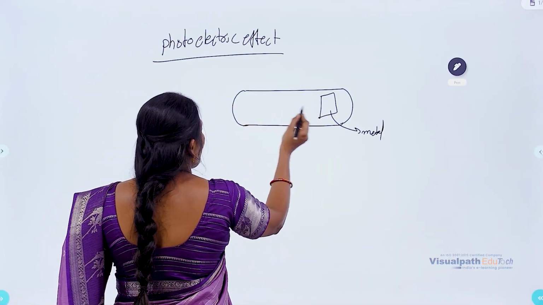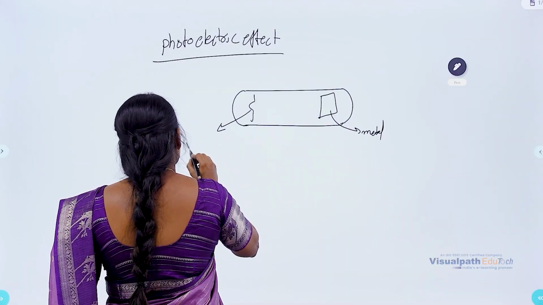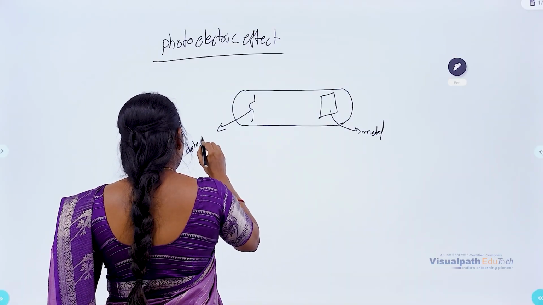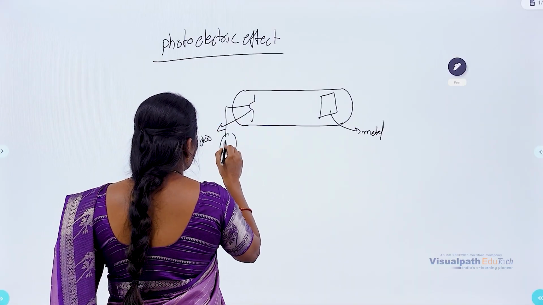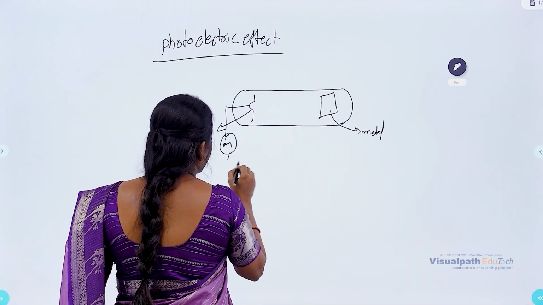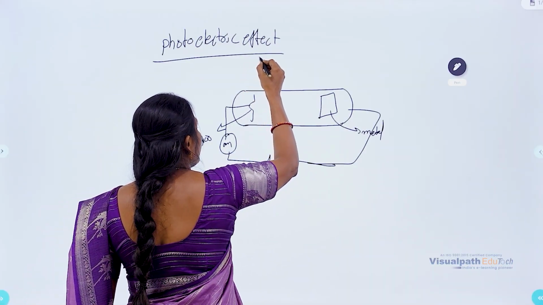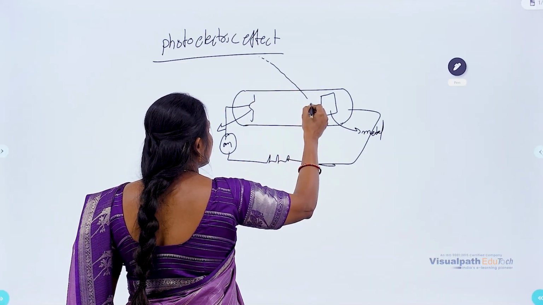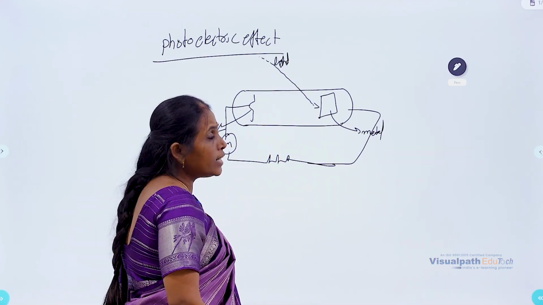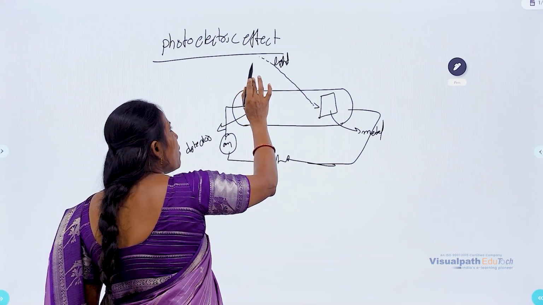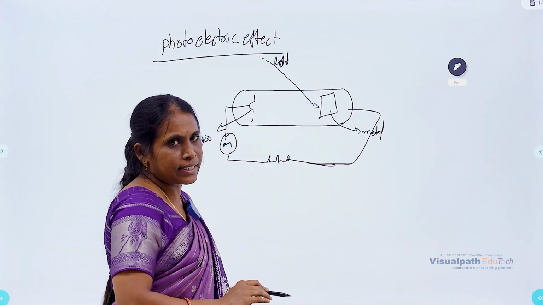Then opposite that metal there is a detector. These two are connected, first to an ammeter, and then it is connected to the battery. From here we pass the light, a beam of light. So a beam of light strikes the metal surface.